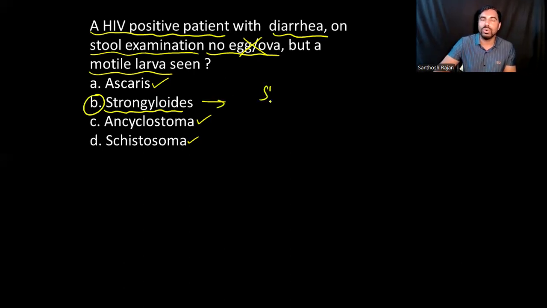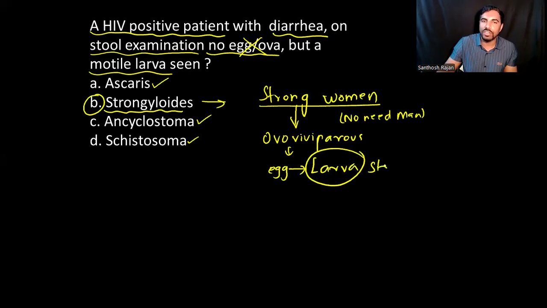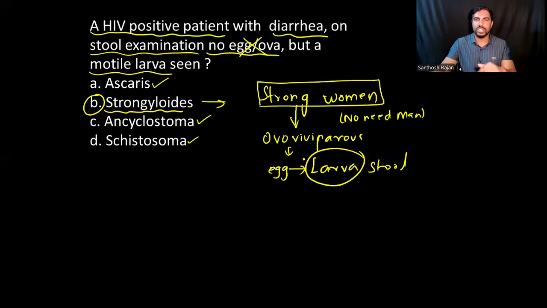For Strongyloides, I gave you the trick, remember: a strong woman doesn't need a husband. She needs no man. A strong woman is always strong. Larva currens happens, a strong woman. Moreover, they are ovoviviparous. The egg will be laid, but that egg immediately hatches as larva and goes to the stool. You'll see only larva in the stool. The egg is present for just a short time. Parthenogenesis also occurs, egg production without any fertilization. That's why a strong woman doesn't need a man. Ovoviviparous: egg is laid, immediately larva comes out. So it's Strongyloides.